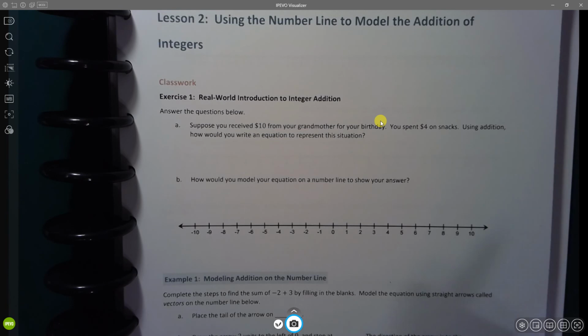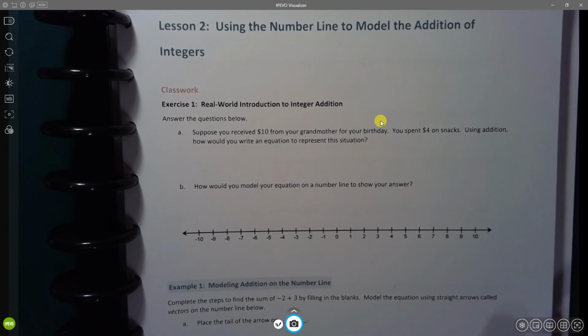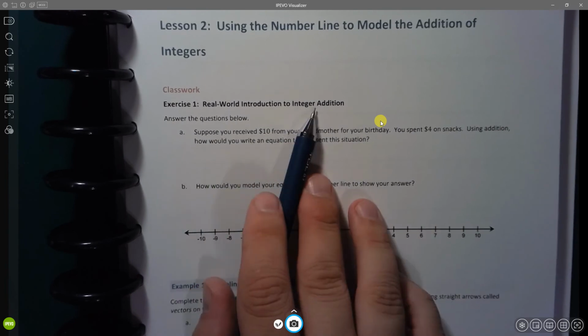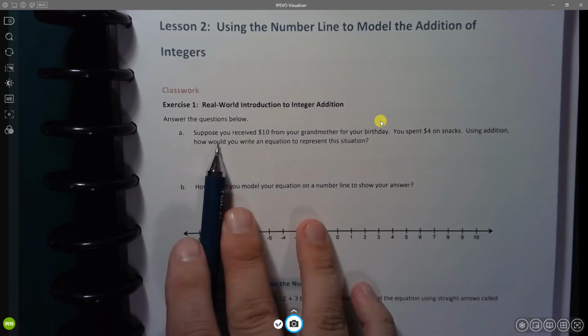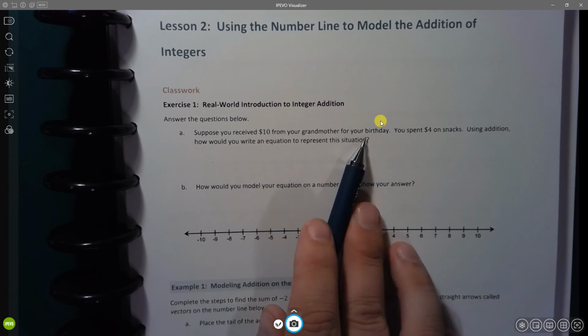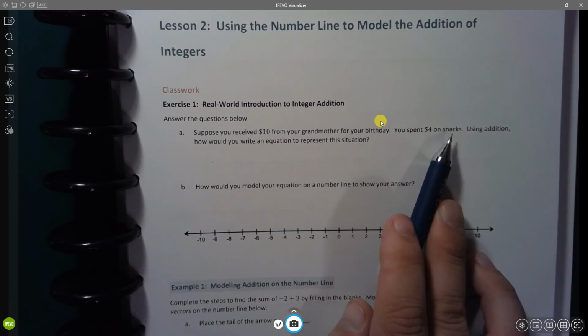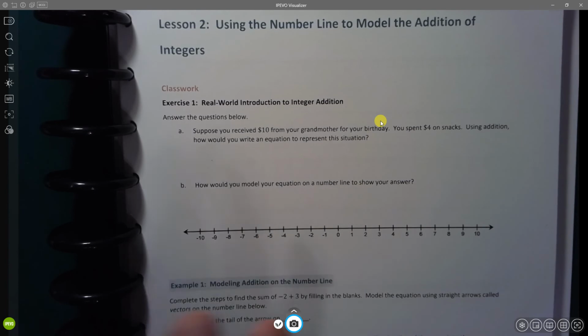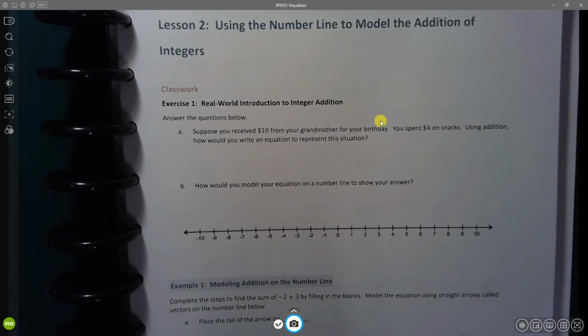All right, so we're on lesson 2, using the number line to model the addition of integers. Exercise 1 states, real-world introduction to integer addition. Answer the questions below. Suppose you received $10 from your grandmother for your birthday. You spent $4 on snacks. Using addition, how would you write an equation to represent this situation? Now we're talking about equations, and this is very important.